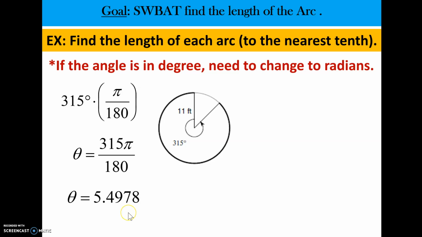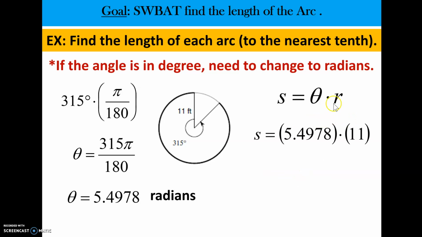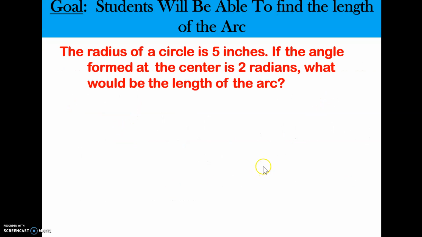Now that you have this in radian measure, you're going to plug it into the formula. S is equal to theta times R. Theta, we just found it in radians, so you're going to plug in the radians, put the radius, and the distance around this circle, or the distance of this arc, would be 60.5 feet. All right, so when you have it in degree measure, you change it into radians, and then you plug it into the formula. Now, what about if they give you a radian measure that's not in pi form?